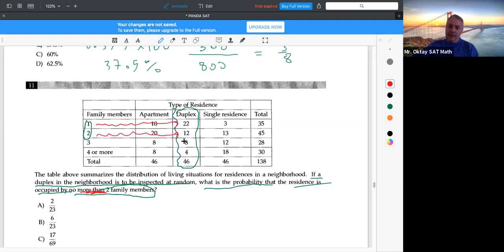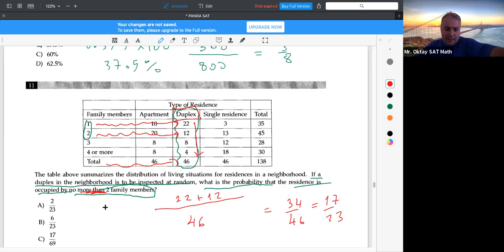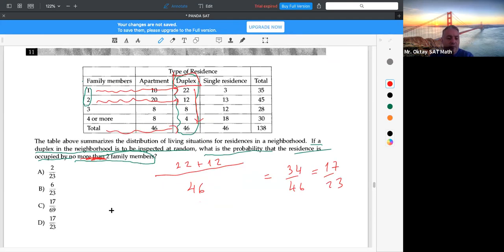So what do I have in this category? Do I have 22 plus 12? And out of the sample space. What is the sample space? I am looking for only duplex. So in the duplex, what is the sample space? Totally how many do I have? It is 46. So that's the answer, which will be 34 divided by 46. And then 17/23. It is finished, I think. Yeah, part B.